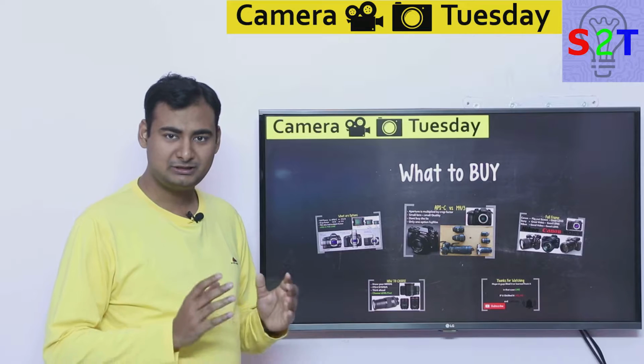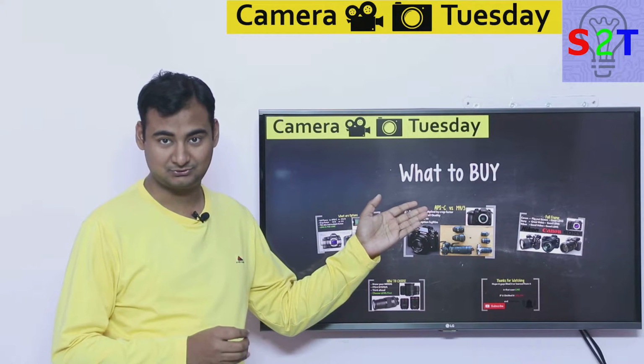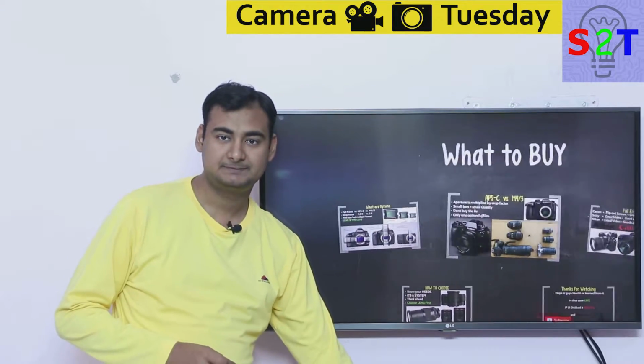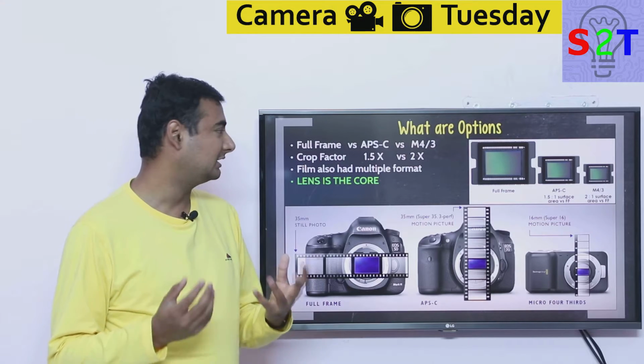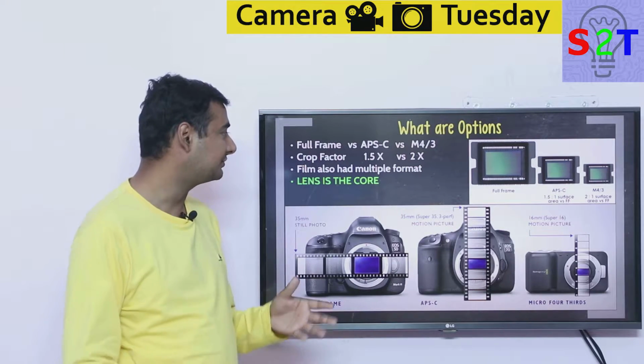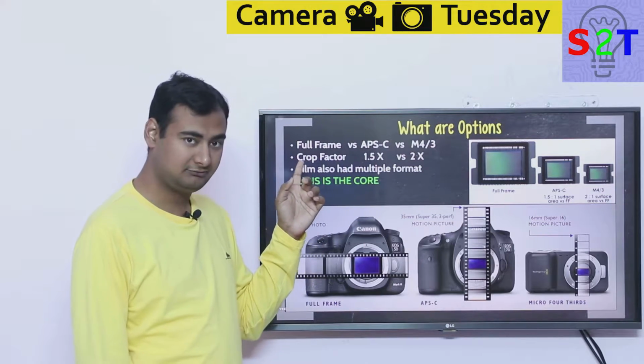In today's episode, we're gonna make a very simple effort to make sure you understand what the hell you're supposed to buy. So let's dive right into it. Now first thing you have to understand, you have options. So what are these options? Now three core options you have is APS-C, you have micro four third, and you have full frame.